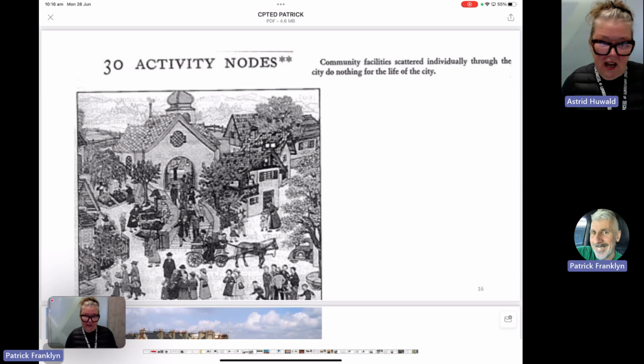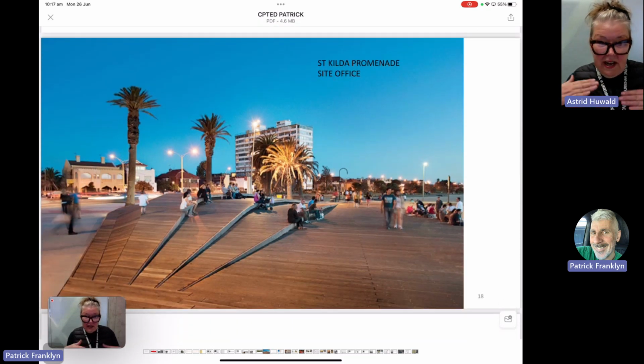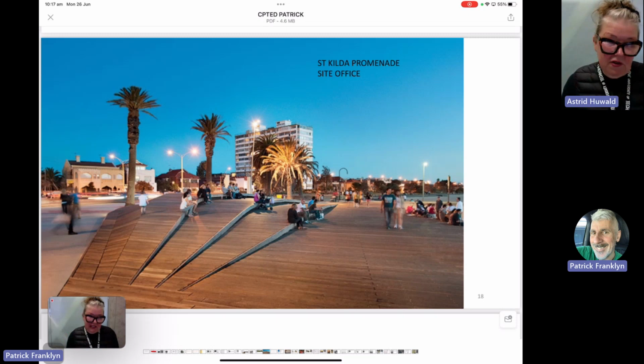Next slide. So there are beautiful examples. Here's the Promenade Plantée. You can see that the green brings people there, the pools bring them there, and there are activities placed along this linear park. And the next one, the St Kilda Promenade. There are two characteristics of the promenade. It has a distinct character, in this case a timber walkway, a distinct feel to it. And along it as well are these nodes.